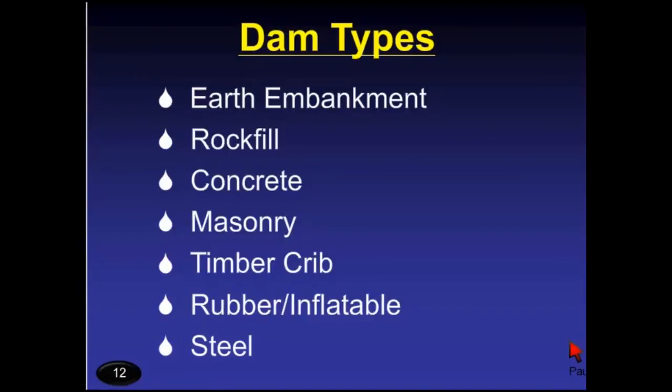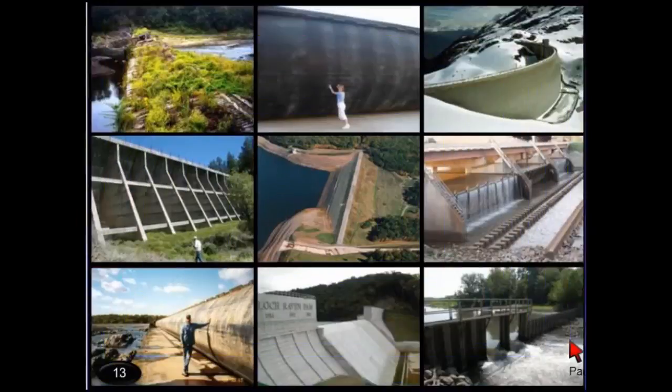Now, let's talk about dam types. Here's a list of the major dam types that you might see. And the one thing you'll see that's in common here is that the dam type in this list really depends upon the type of material that it's made of. You can have an earth embankment dam, a rock-fill dam, a concrete dam, a masonry dam, a timber crib dam, a rubber dam or an inflatable dam, a steel dam. So the dam type is really the material that it's made out of.